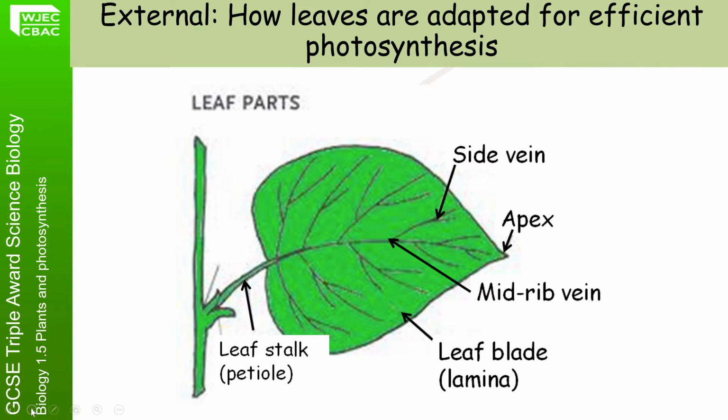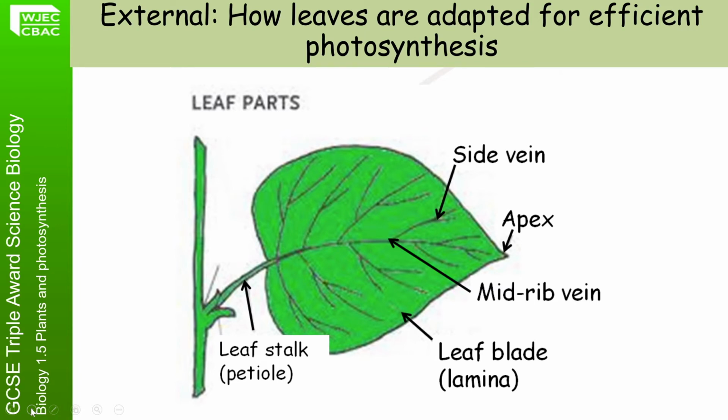So we can see the leaf stalk, sometimes called the petiole. This runs up the middle of the leaf, creating what we call the mid-rib vein. The very tip, the pointed part of the leaf, is called the apex. The blade of the leaf is sometimes called the lamina, and we can see side veins coming off the main mid-rib vein here.